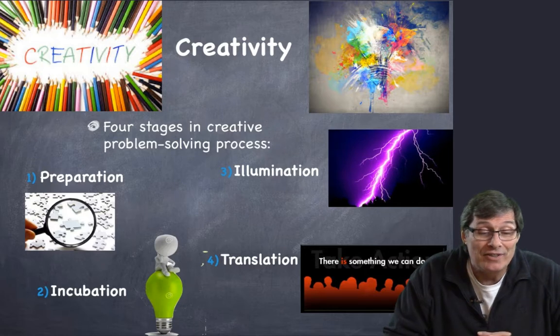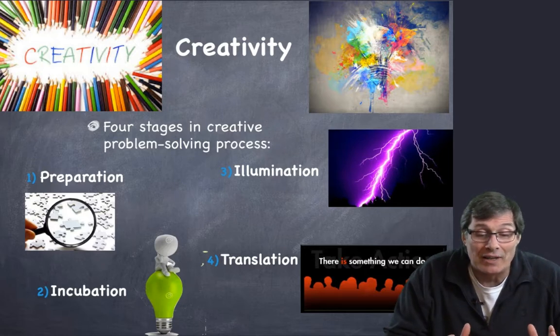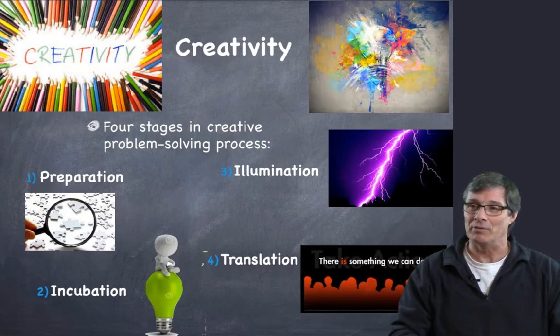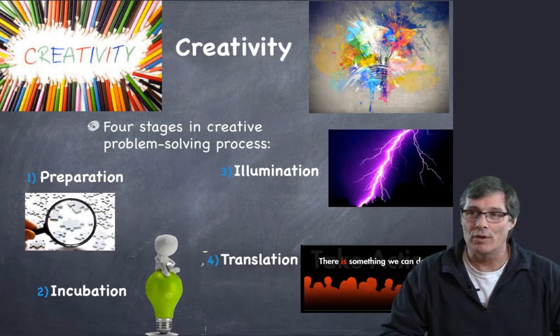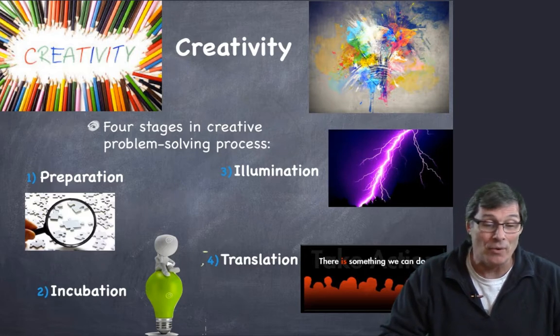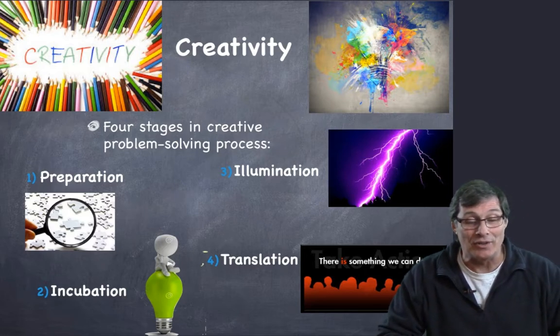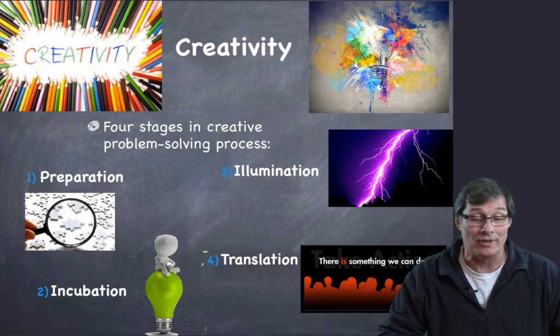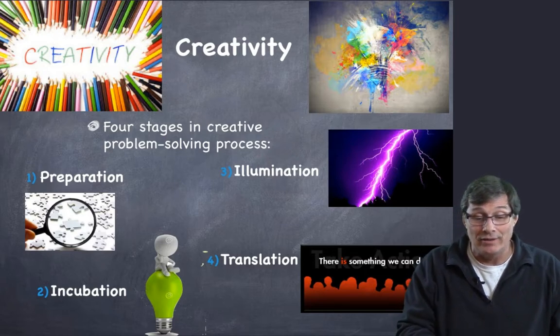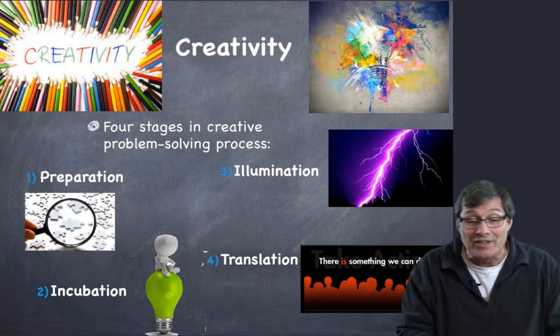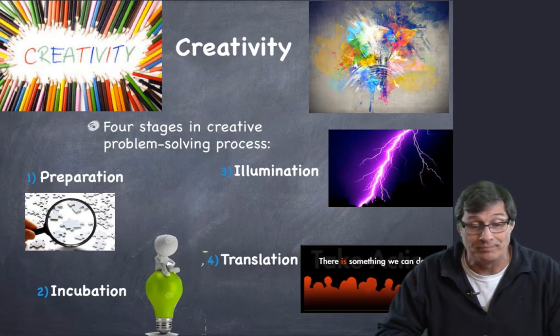The third stage is illumination, being suddenly struck by the right solution. In some cases, it's just about being aware. It's not that some people aren't creative, they just aren't aware that the creative moment has arrived. It's being aware, writing it down and starting to work on it. And then fourth is translation, also known in some literature as verification. This is where the idea transforms the insight into some sort of useful action.